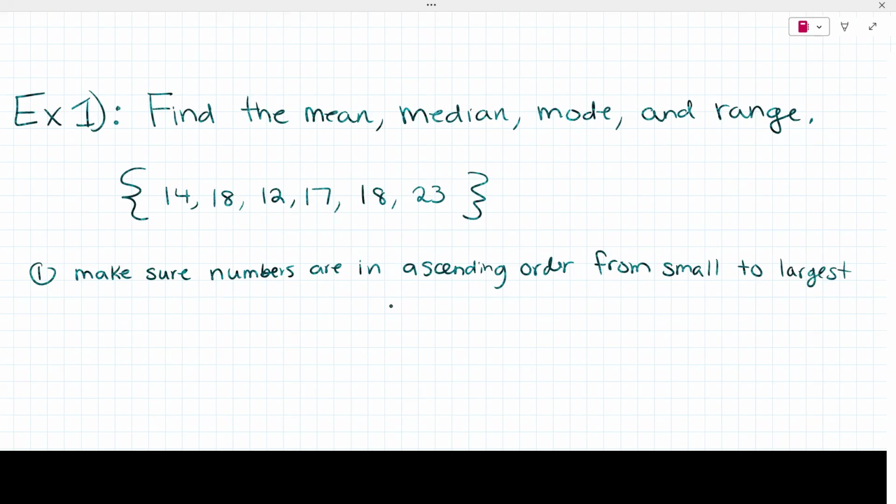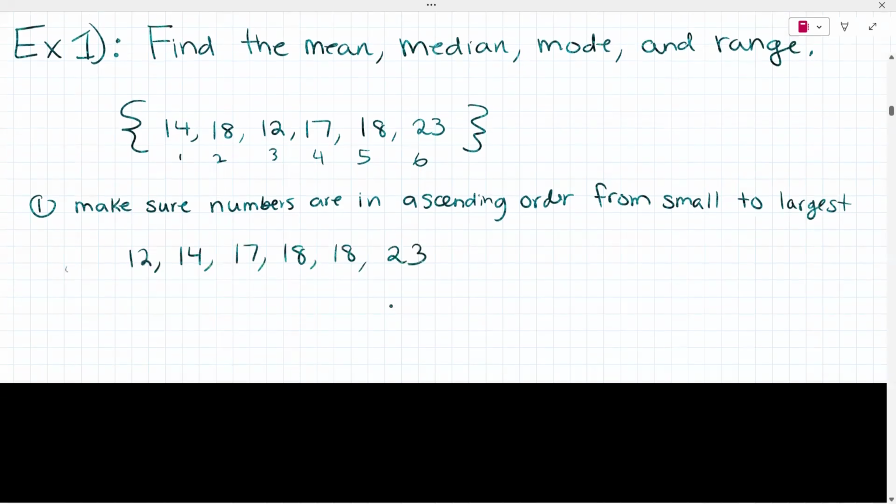Are they in order? Not quite, so let's put them in order. By the way, how many numbers are there? There's 1, 2, 3, 4, 5, 6. There are 6 numbers. To find the mean, you can say x with a straight line. Hold on, let me put it in order first, that would help. The smallest number is 12. The next smallest is 14, 17, 18, 18. Yes, and if a number repeats, do not ignore it, still write it out. And 23.